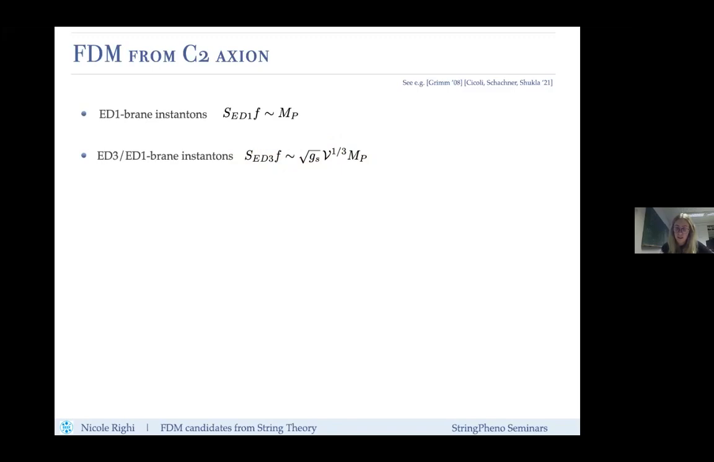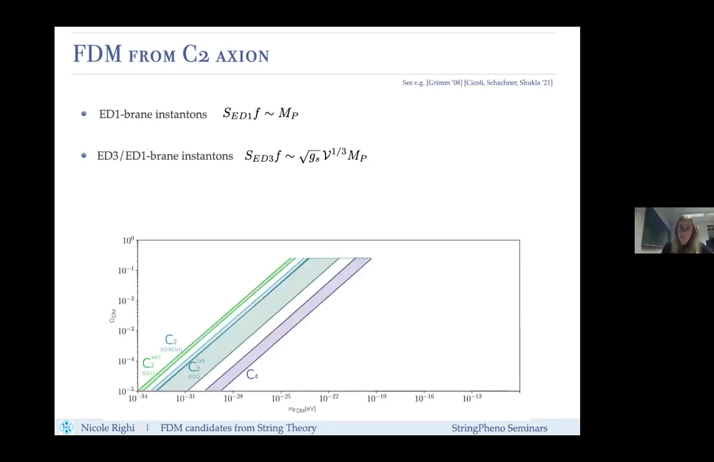However, let me say that this is not a proper violation of the weak gravity conjecture, because probably we should not apply the weak gravity conjecture to this guy here. This is an effective effect that you can have when you couple an E3, E1 brane instanton. But anyway, if you have an E3, you will always have also a C4 axion in the game, which is satisfying the weak gravity conjecture. So we are by no means violating the weak gravity conjecture, at least in the mild form. And these are the results for the C2 axion.